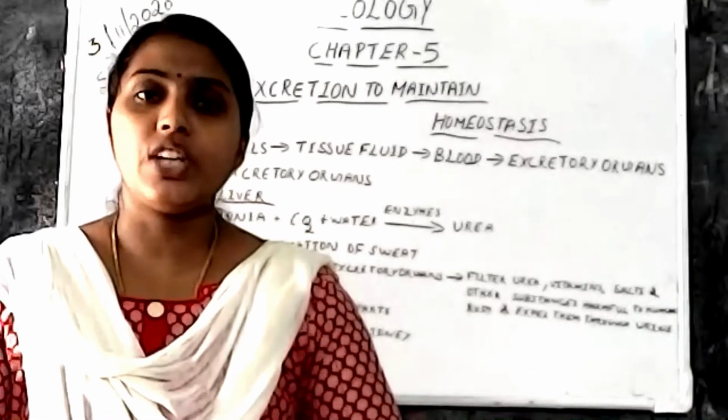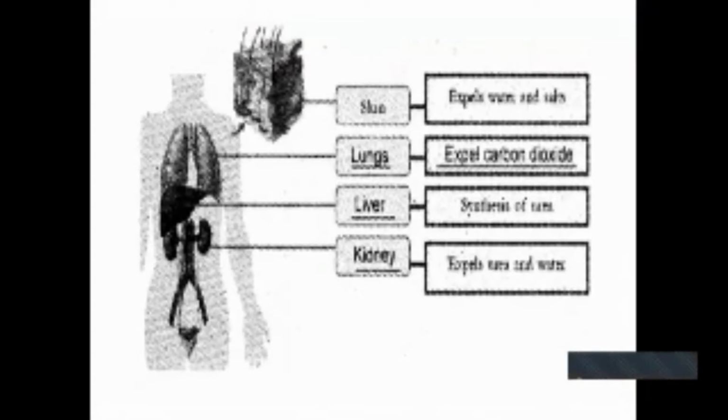Now we can see which organs help us to remove the waste products in our body. Here we can see which organs help us in the removal of waste. So here, skin. Skin helps to expel water and salt. Then lungs. Lungs help us to expel carbon dioxide. Then liver, synthesis of urea. Ammonia is a harmful byproduct produced after the breakdown of amino acid, and that ammonia is converted into urea, and the removal of urea takes place. So liver is converting that ammonia into urea, so synthesis of urea. Then kidney expels urea and water. So once again, skin, lungs, liver and kidney are the excretory organs functioning in our body to maintain homeostasis.